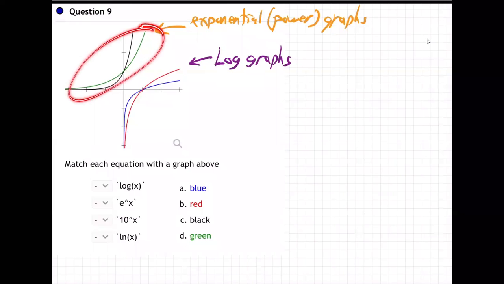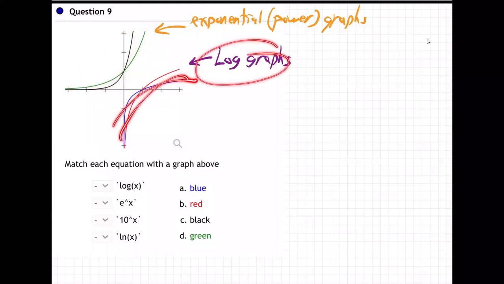So these are power functions, exponential functions. They're blowing up, right? And these are logs. They're staying low. Okay, so then how do you know which one's which one? Well, something else you need to know. Notice this right here, e to the x.